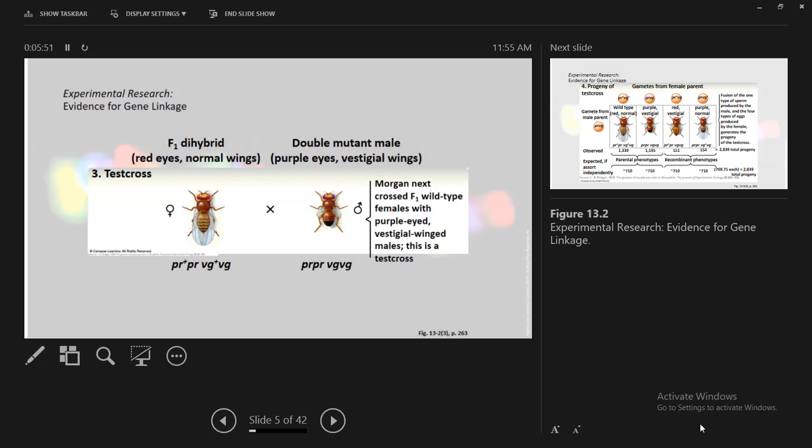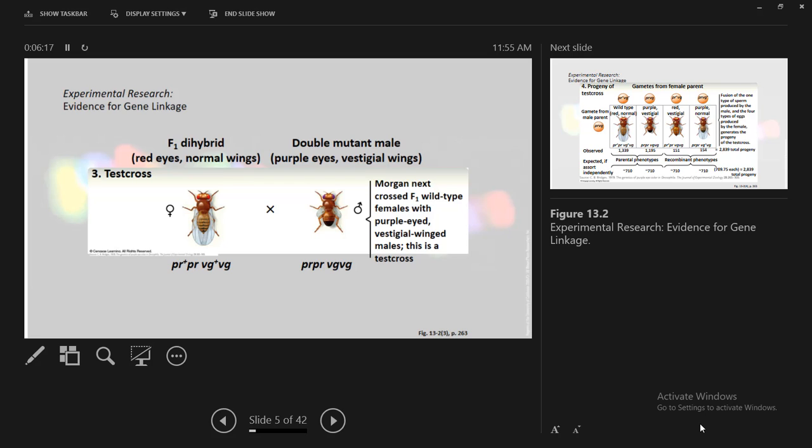complicated, because this individual can only make one type of gamete, right? He can only make one type of gamete. And I say he because it's male. He can only make one type of gamete, and that has the mutant version of both genes. He has no other copy of PR except for the mutant copy. No other copy of VG except the mutant copy. Okay? Does it make sense? So you can only make one type of gamete.